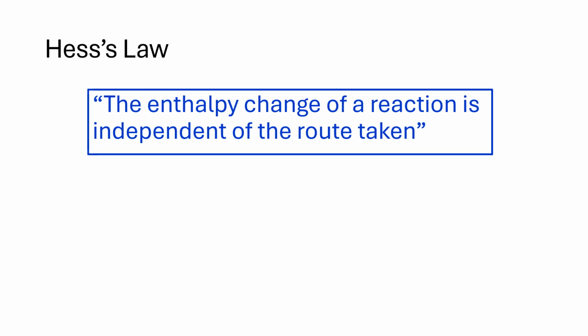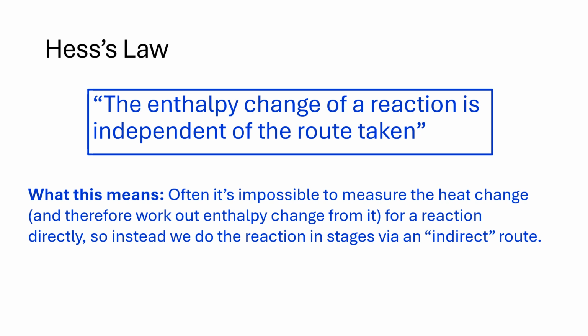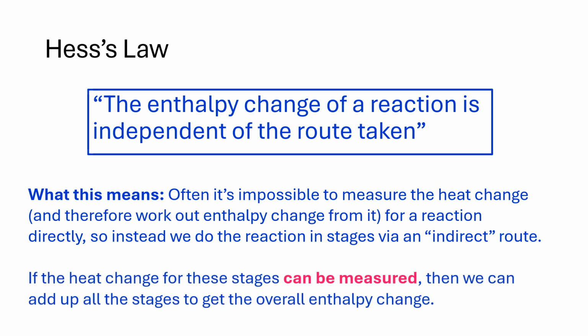So Hess's law in its simplest form states that the enthalpy change of a reaction is independent of the route taken. So what this means is if you have a reaction where the direct route is impossible to measure in terms of the heat change, you can do an indirect route whereby the stages can be measured and added up. And the sum of all those enthalpy changes for the stages that you can measure will be the same as the overall enthalpy change for the direct route, which you couldn't measure.